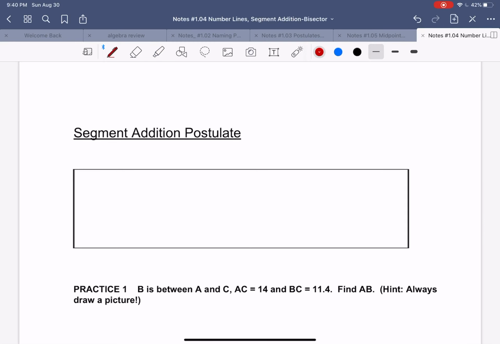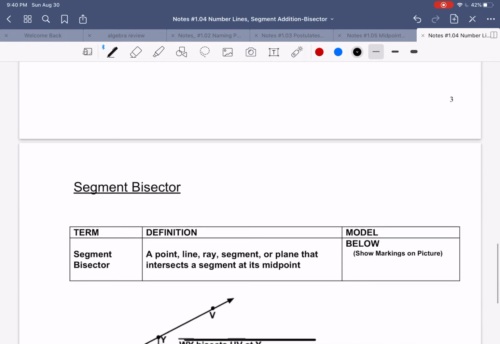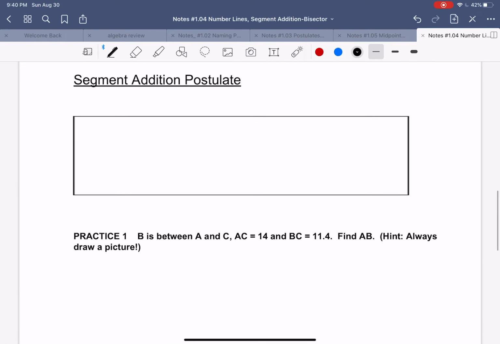The next thing we're going to go over is the segment addition postulate. The segment addition postulate. So, remember, postulate just means a geometry rule. Just means a rule. And remember, a segment is a part of a line. So, I want you to draw this in your notes, okay?